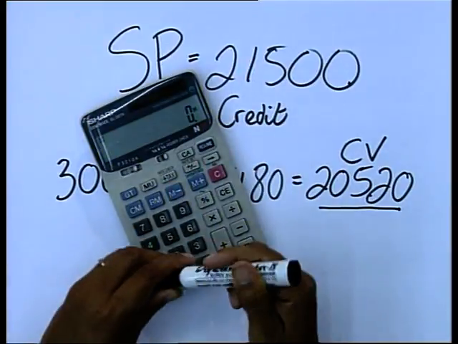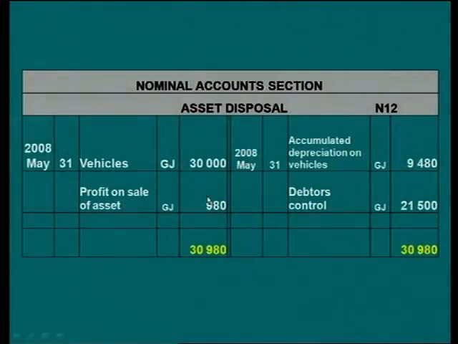So we can then see that we made a profit of, if we can just look at the PowerPoint for the last time, we made a profit of 980 Rand. Okay, there we go. Step number 5, put in the profit on sale of asset.